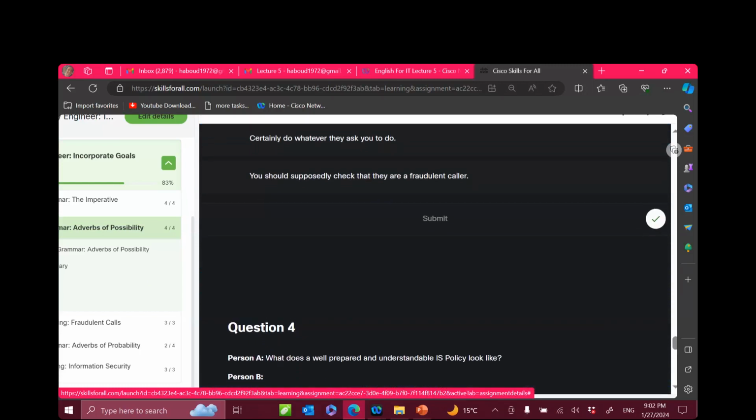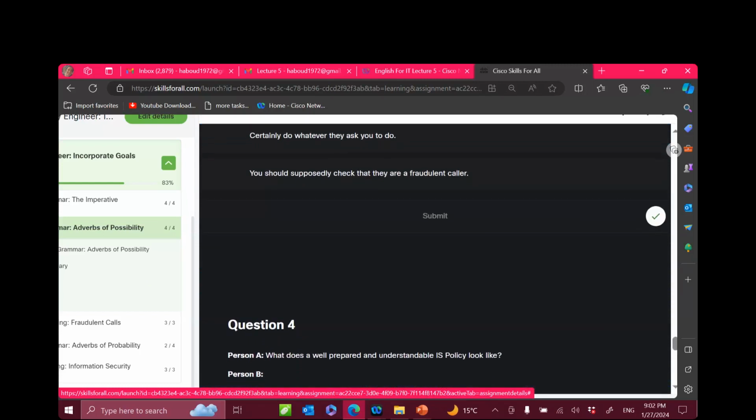Question number 4. Person A: What does a well-prepared and understandable information security policy look like?